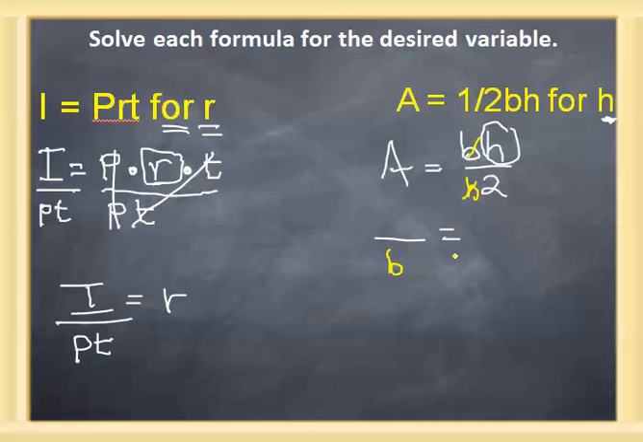So whatever we do to one side, we have to do to the other. So what do we have to do to get the 2 to cancel out? We've got to multiply by it, so they cancel out. But whatever we do to one side, we have to do to the other, and we bring it down. Okay? All I did was the opposite operation. Here was B times H, so we divided by the B. Here the H was being divided by the 2, so we multiplied by it. And then we get 2A over B.